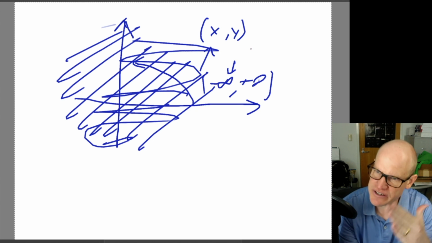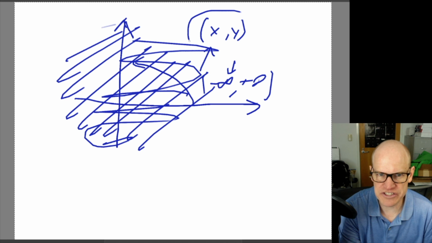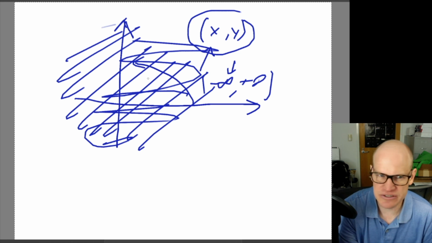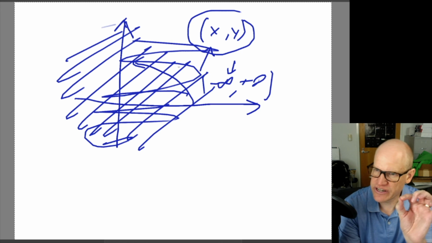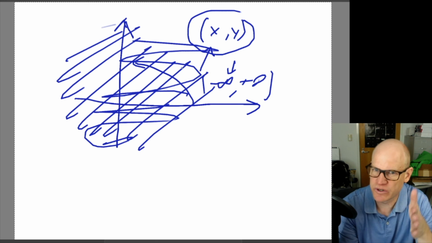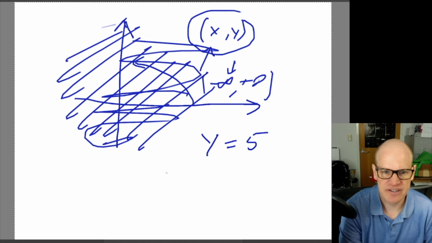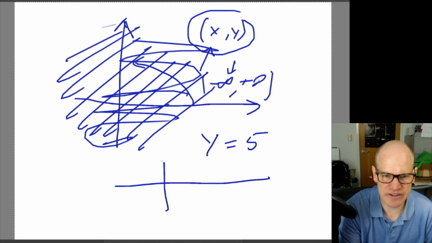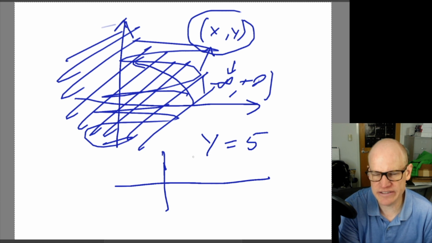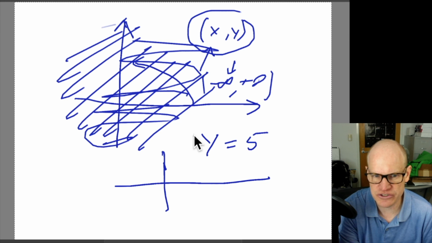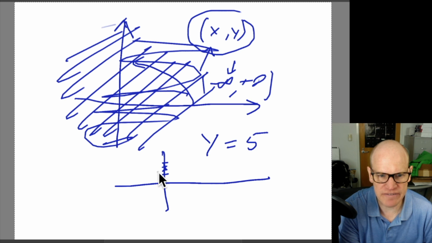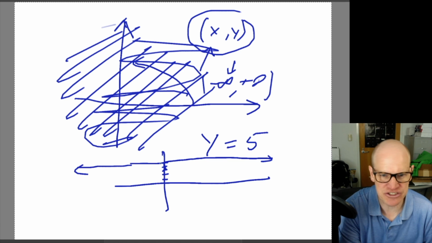But if you place a constraint on the relationship you're looking for, then you're no longer allowed to be anywhere in the whole plane. Instead, you're constrained to live on whatever set of points satisfies the constraint. For example, I could constrain the y value to be equal to 5. In that case x can be anything, so x is unconstrained. There's no constraint on x, only on y. If you go up to y equal to 5, you get something that looks like that.